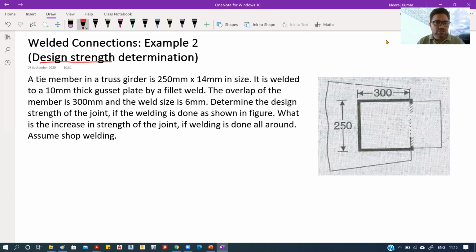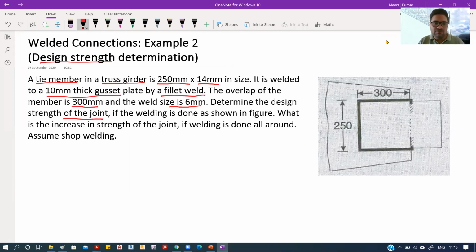In the problem, it says a tie member in a truss girder, and the size of this tie member is 250 mm by 14 mm. It is welded to a 10 mm thick gusset plate by a fillet weld. So here in this problem, fillet weld is used. The overlap of the member is 300 mm and the weld size is 6 mm. The size of the weld is also given here, which is 6 mm. In this problem, we need to determine the design strength of the joint. How much strength is there in the joint?